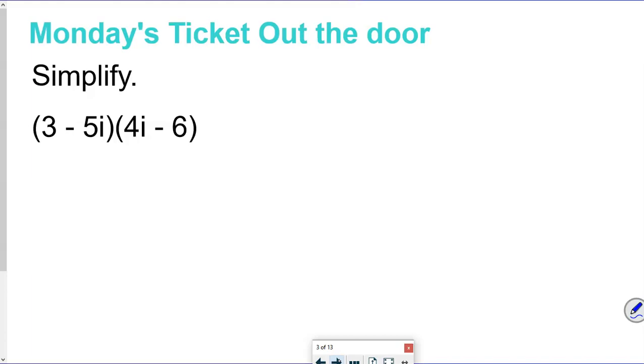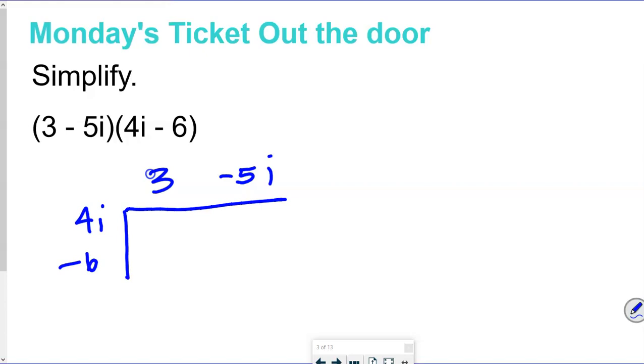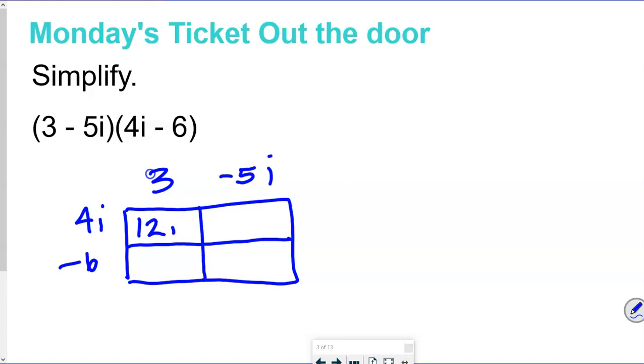So our ticket out the door for Monday's lesson was this. I'm going to use the box method to do this. So I'm going to do 3 and a minus 5I, and I'm going to do a 4I and a minus 6. So again, to do this, we're multiplying, right? Because that's the operation when we have two sets of parentheses next to each other. This is going to be 12I. This is going to be negative 20I. This is going to be, what is that, negative 18. And then this is going to be 30I.